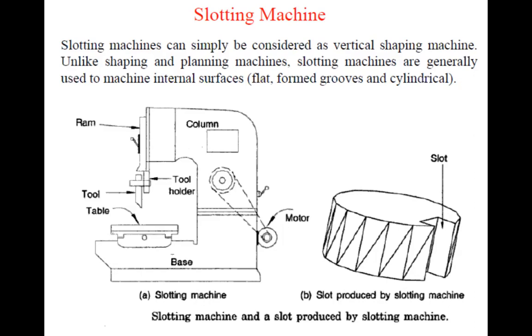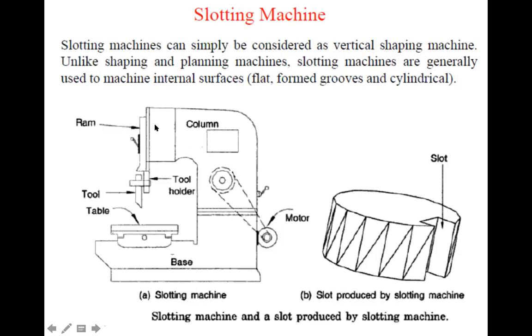That's why this machine is called a slotting machine, because it is used to cut slots, or make grooves or internal surfaces. This is a typical image of the slotting machine. Whatever the shaper has, the same ram and same mechanism are there, so we're not going to discuss much about the slotting machine. The same kinds of components are there.